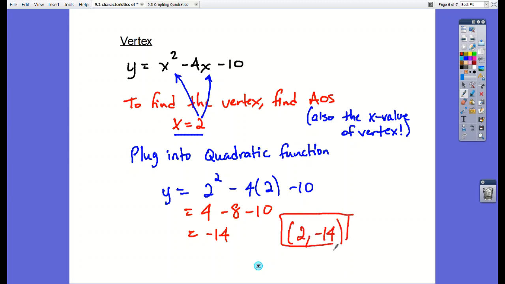Now, make sure you write your answer as an ordered pair, because vertices are ordered pairs, right? So don't just write negative 14, that doesn't make sense. Negative 14 in our case would actually be our minimum, right? Because this graph opens up, so this would be our minimum, but we don't want that. We want the vertex here.